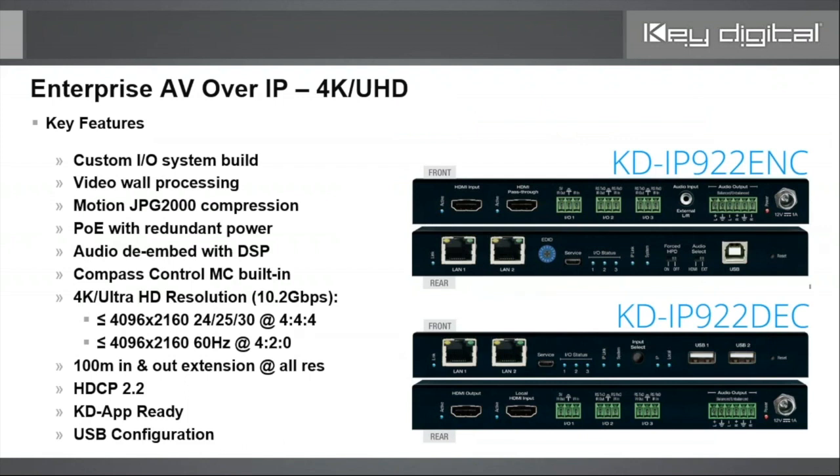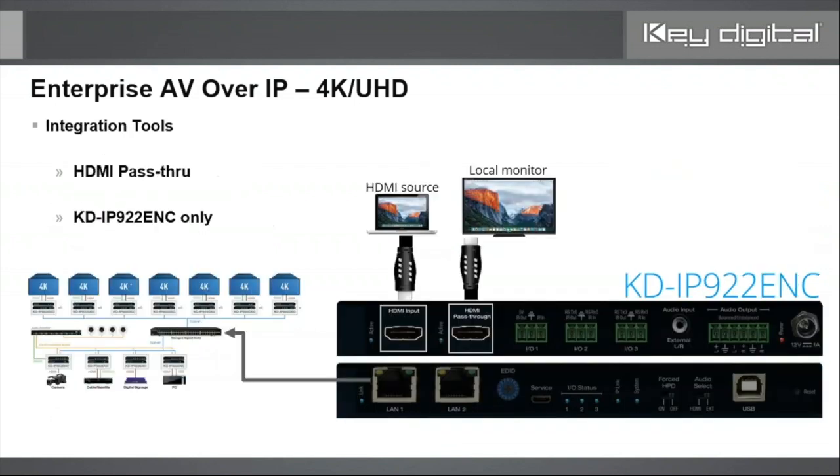We're going to start by going through all the features of the 922. Here we see a close-up view of the 922 encoder and the 922 decoder, front and back you're looking at. They have HDMI in with an HDMI pass-through, so you could connect to a local monitor or an AV receiver.